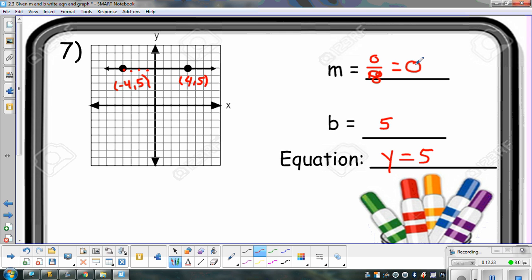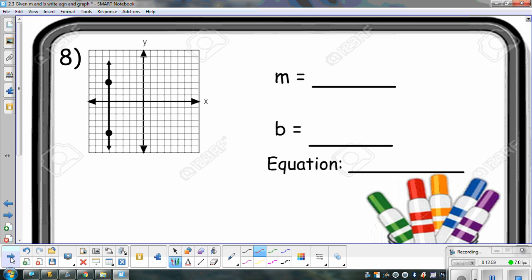So when we have a 0 slope, if we were to write it y equals 0 slope plus 5, well, anything times 0 is 0. So we actually end up with what we said, y equals 5. So we need to remember a horizontal line cuts through the y-line. So the equation is y equals, and then you say what number it cuts through the y-line at.